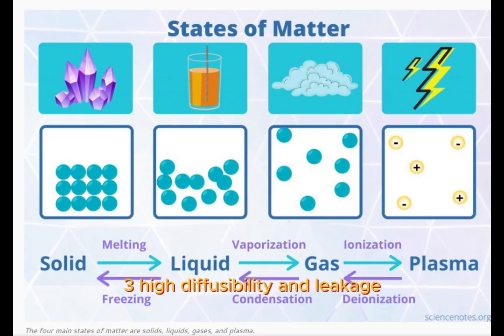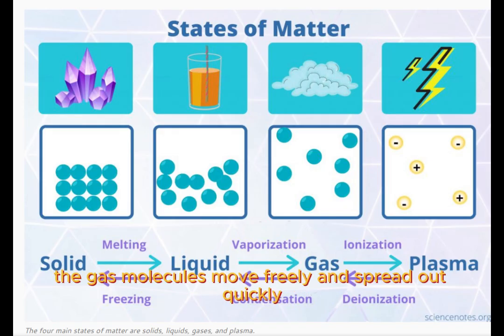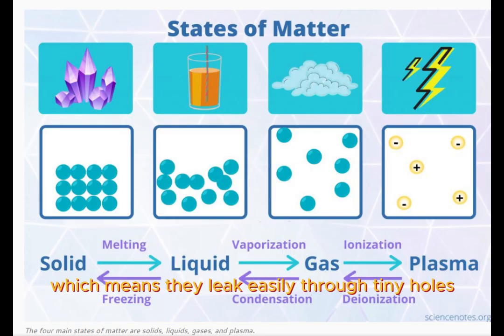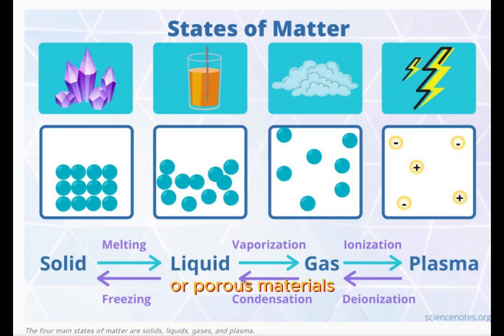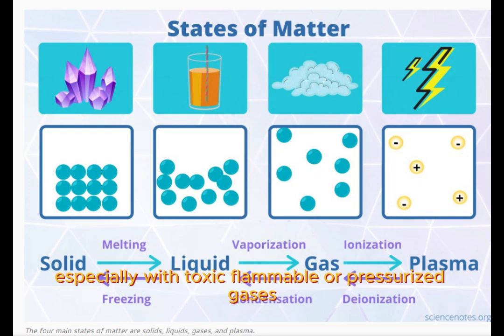3. High diffusibility and leakage. Gas molecules move freely and spread out quickly, which means they leak easily through tiny holes or porous materials. Even small leaks can be dangerous, especially with toxic, flammable, or pressurized gases.